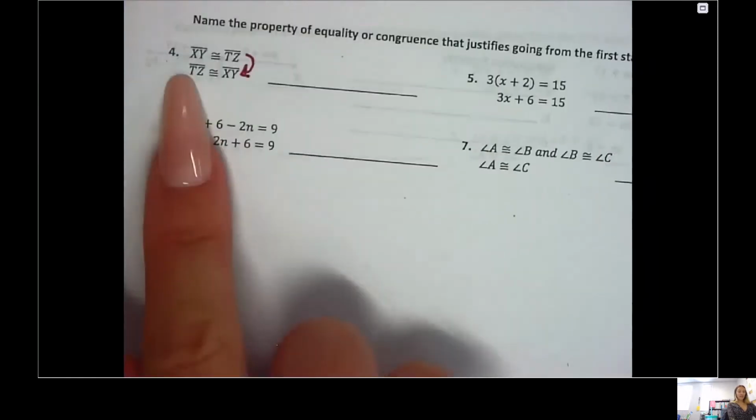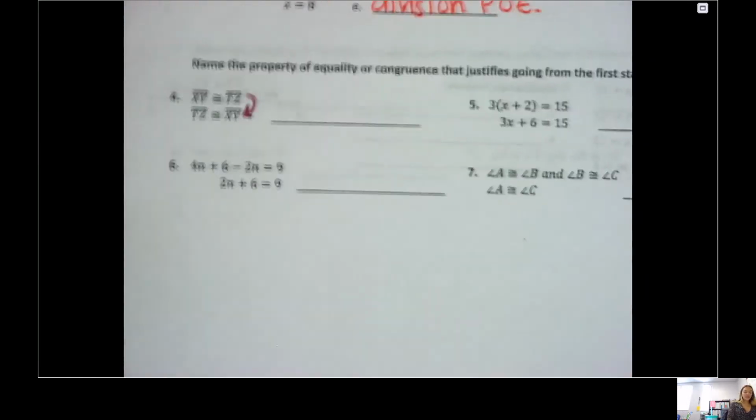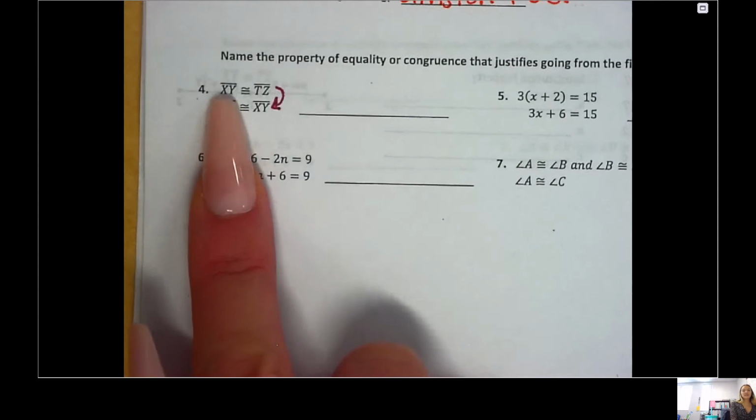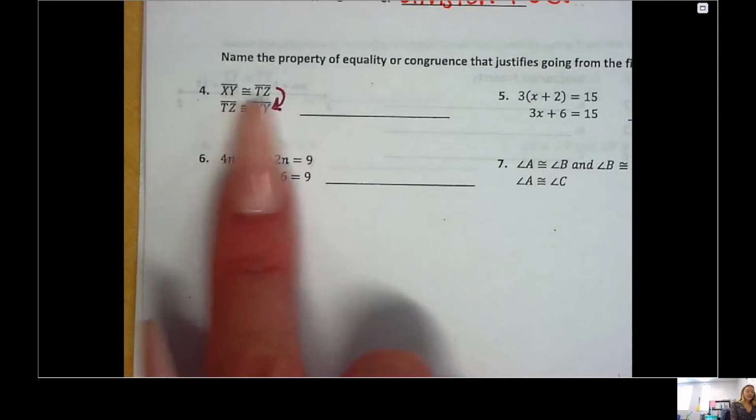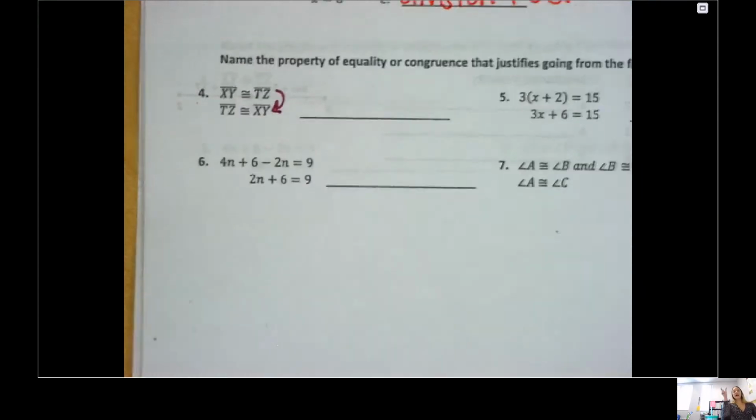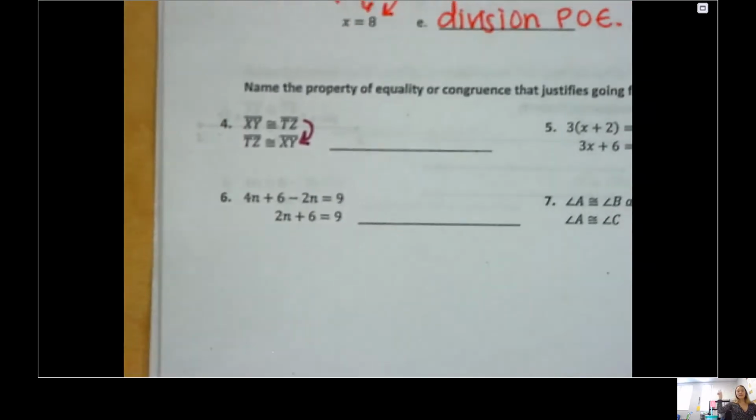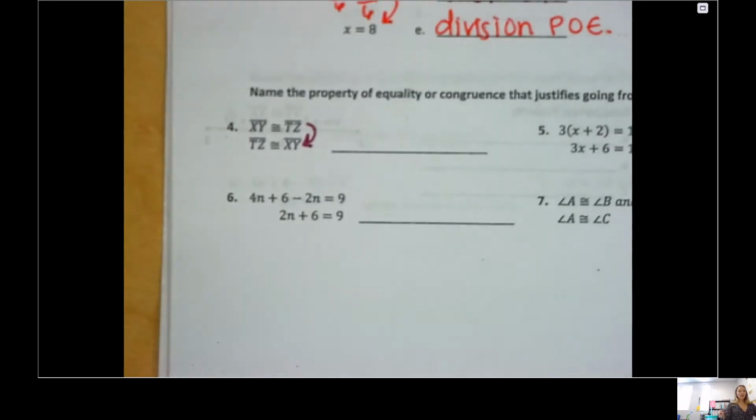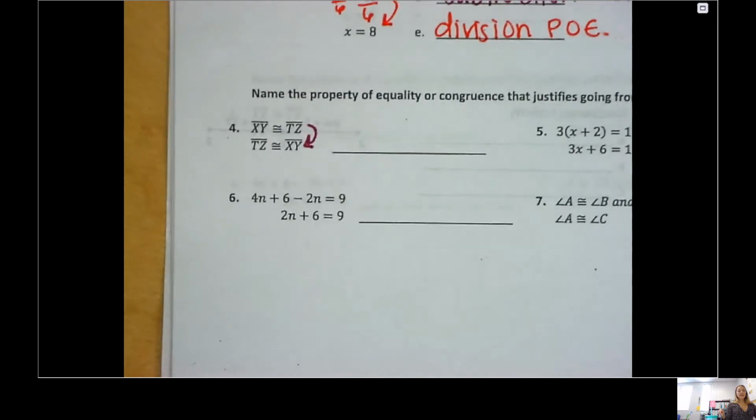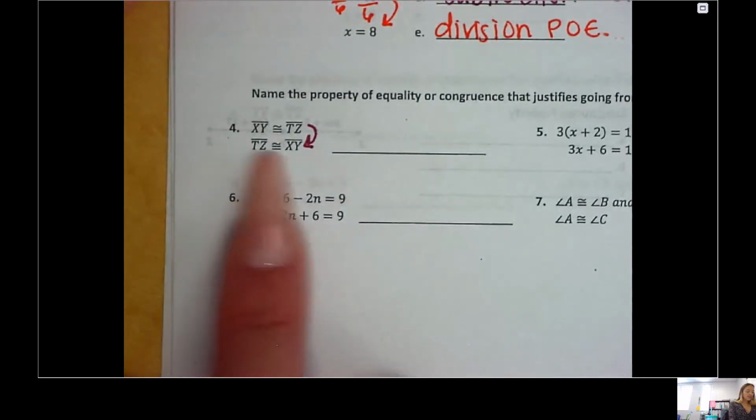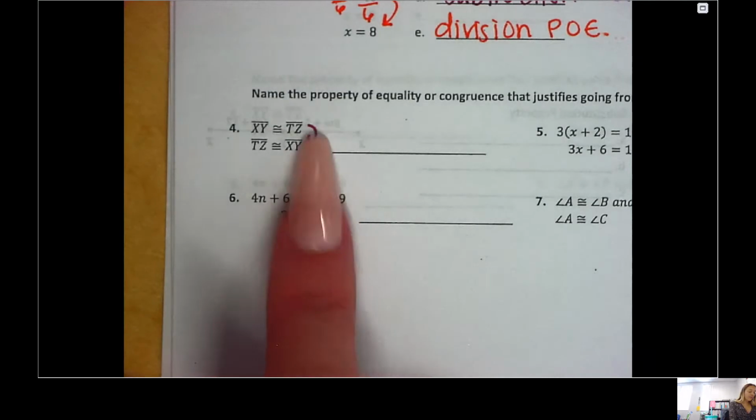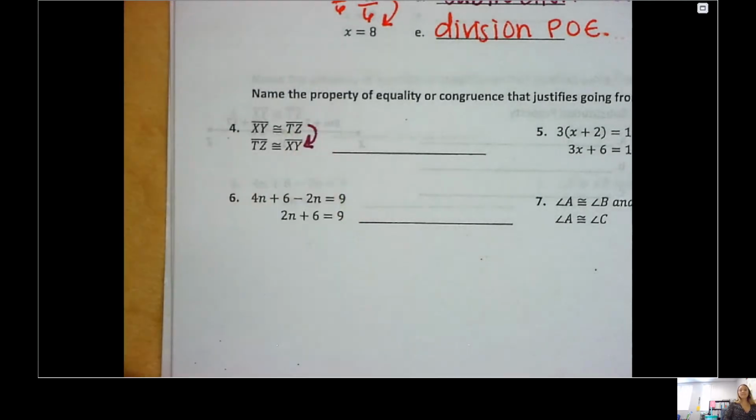So now in number 4, naming the property. Here's what it says. XY is congruent to TZ. So the segment XY is the same length as the segment TZ. To get to the second step, it says TZ is congruent to XY. What happened from the first step to the second step? What's the difference, Sebastian? They switch places. They switch places, exactly.